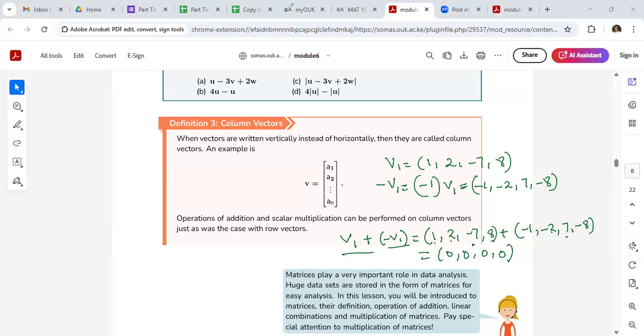Yes. Okay, good. Any other question before I move to matrices?